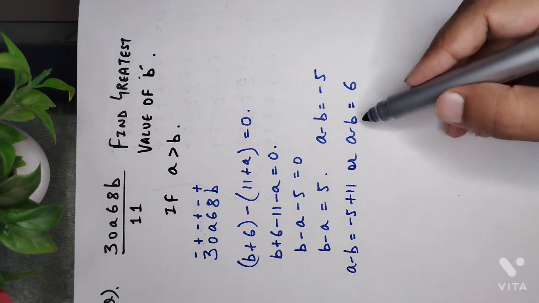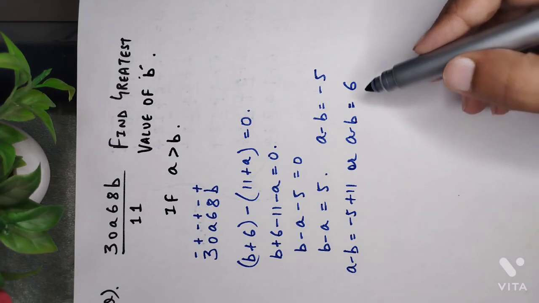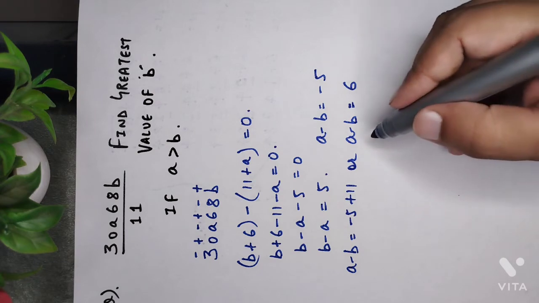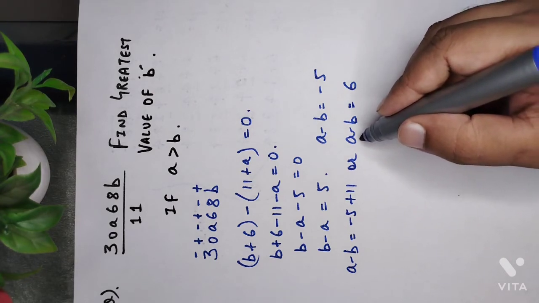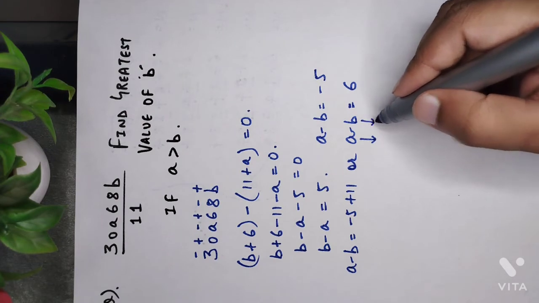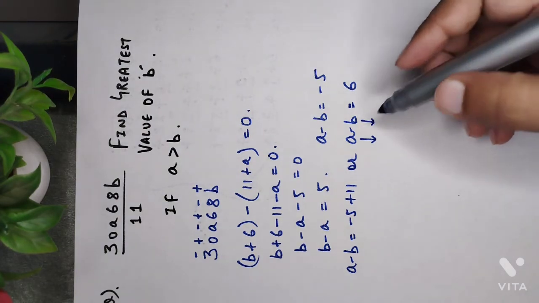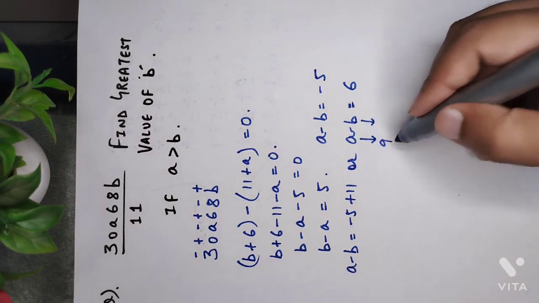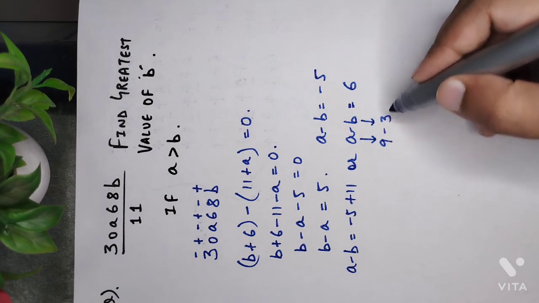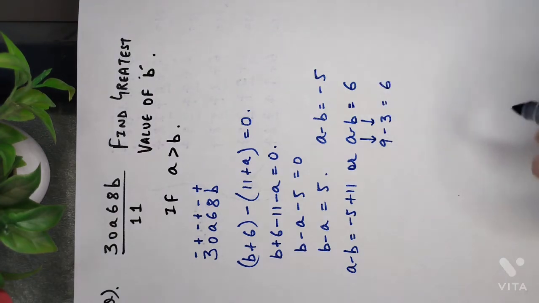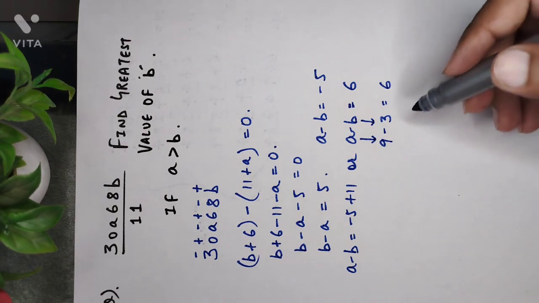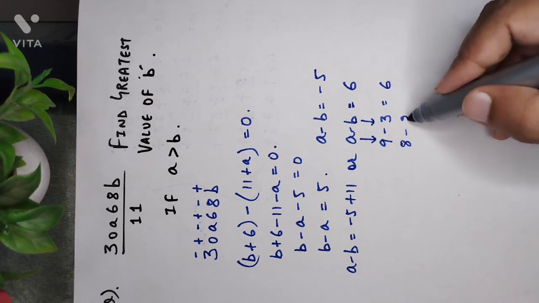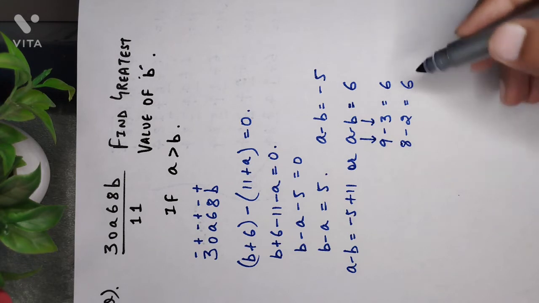Now, I can say that a is greater than b over here. I have to find the greatest value of b, but a should be greater than b. So if a is greater than b, I can keep any value of a and b over here. Now let us say I am keeping b as greatest. Now if I keep a as 9 over here, then I will get b as 3 over here. So 9 minus 3 will be equal to 6. Another way of doing this is I can also keep a as 8, and b as 2. So 8 minus 2 will be equal to 6.